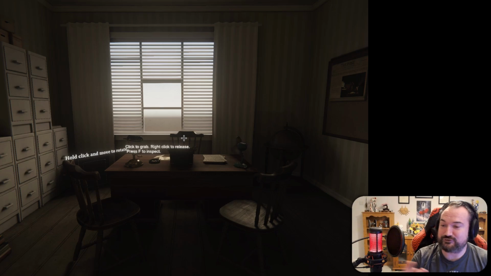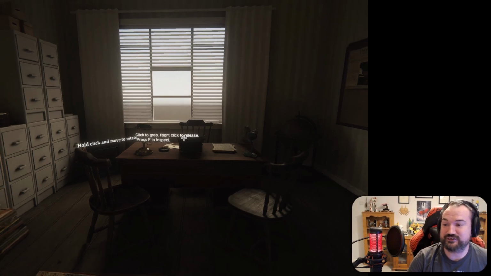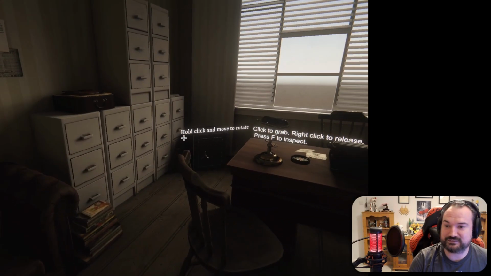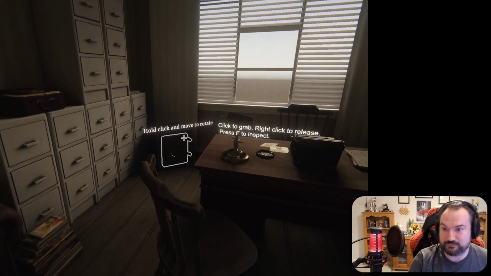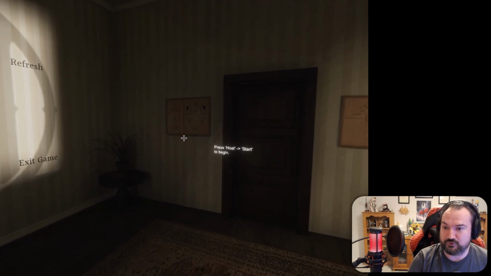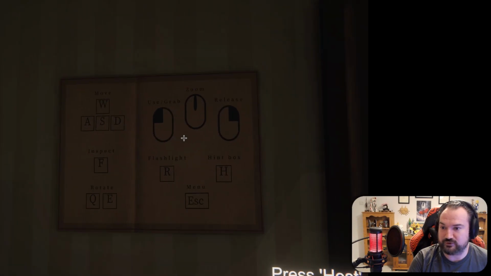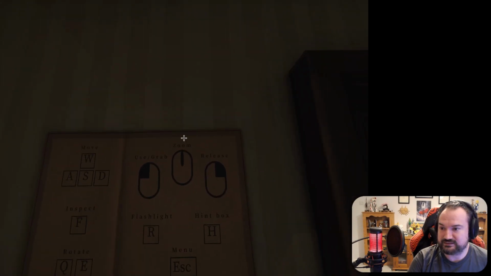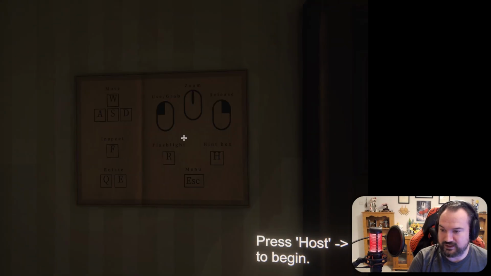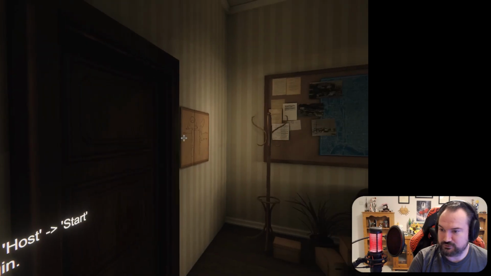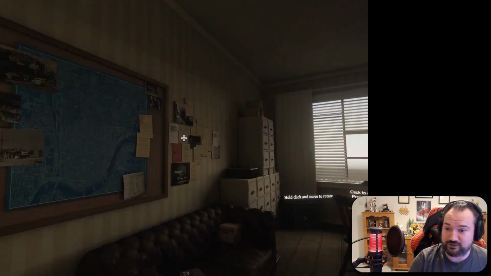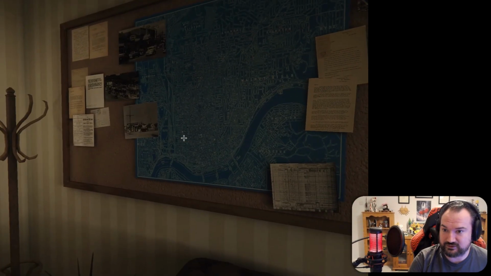On launch, we are straight into a detective's office. Click to grab, right-click to release, press F to inspect. We've got a safe over here, hold, click, and move to rotate. Over here, we can host a game to be able to get multiplayers in, and we've got some explanation of the controls here. So we've got move, zoom, release, use grab, hint box, flashlight on R. That will be a good one to remember. Rotate on QE, inspect on F. And this is also designed for VR, if you are inclined to play it in VR. Let's have a little look.